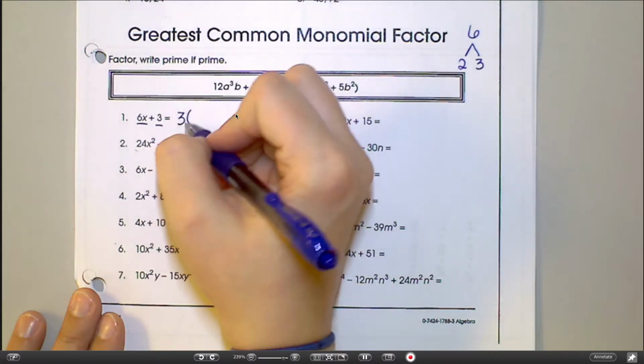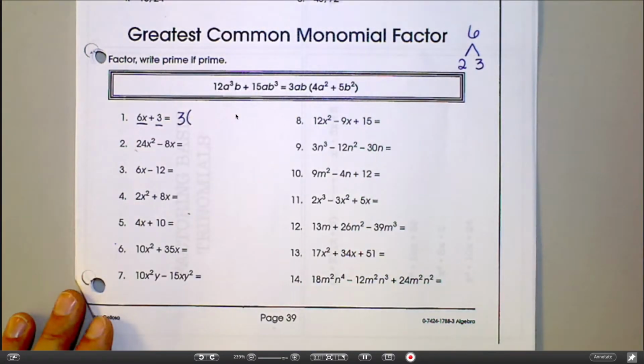Now, if I take the 3 out of the 6, and when I say take it out, really I'm saying divide. When I take the 3 out of the 6x, what do I have left?